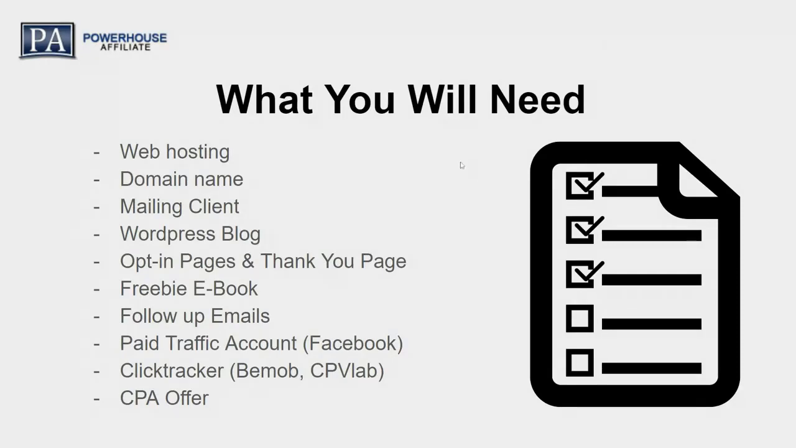You're going to need a click tracker. BMob, CPV Lab, Thrive, Volume, whatever you're comfortable with, whatever you decide. BMob is free. We always recommend it, and it's featured in literally all of our training inside Powerhouse Affiliate. But you're going to need to track your click-through rate on your opt-in pages. And there's a lot of other factors as well. I'm not going to get into them too deep within this webinar, but there's extensive knowledge out there and training courses within Powerhouse that covers tracking extensively.